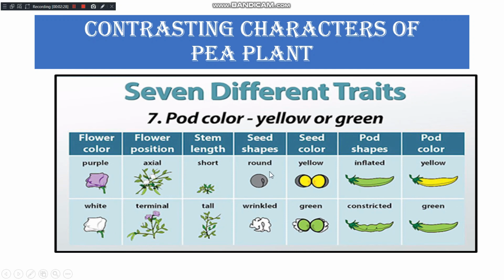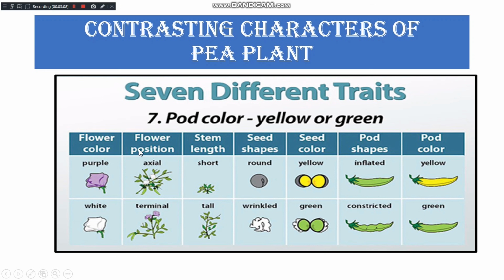Shape of the seed: either round seeds or wrinkled seeds. The color of seeds: yellow and green. The shape of the pod: inflated, you can see it's very smooth, and some pods are constricted, you can see here. Okay, then the color of the pod is also of two types, yellow and green. So due to these 7 different characteristics, Mendel chose the pea plant.